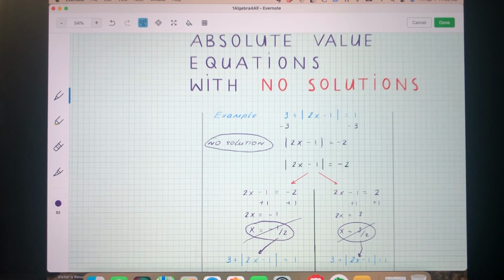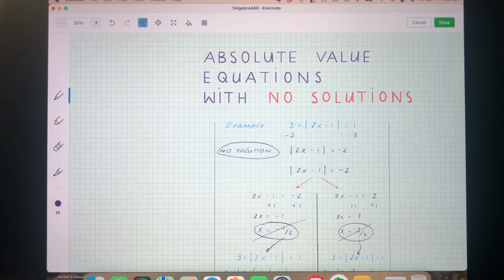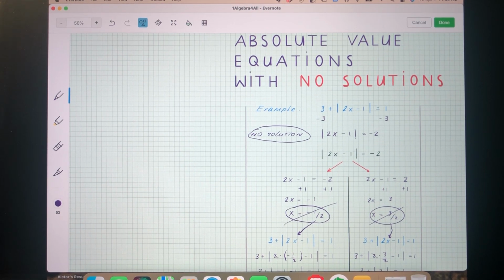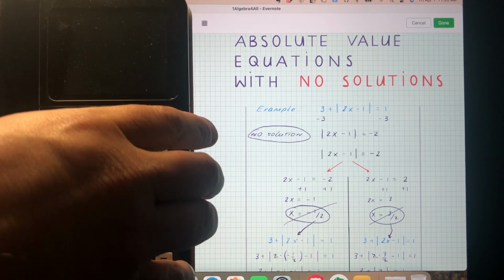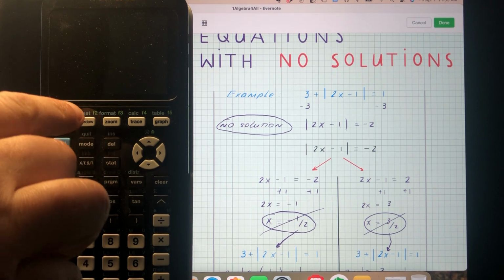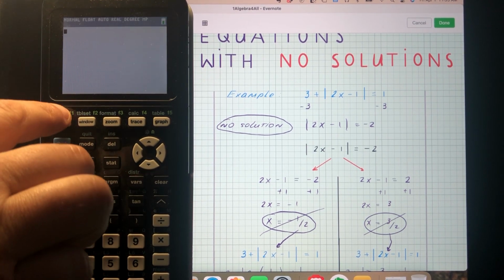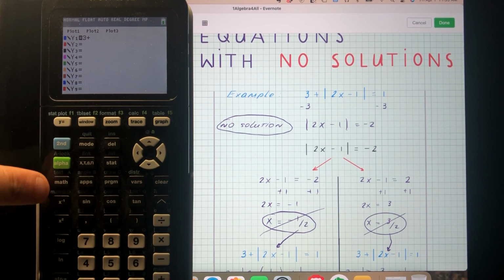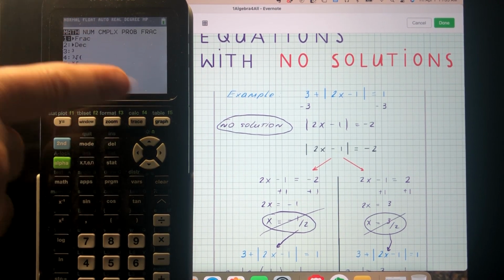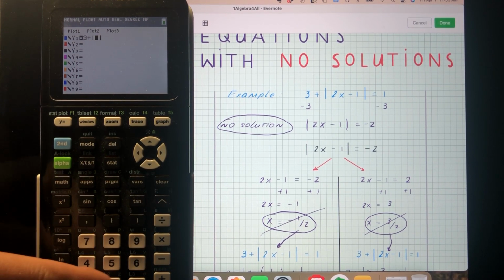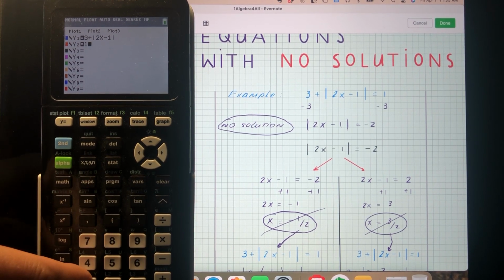Now to check this visually, we can use the graphing calculator and look at the picture. Let's do that right now. So here is the graphing calculator, and let's zoom in a little. We go to the y equals, and the first equation is the left side, 3 plus, go to the math menu to get to the numbers, and the first choice is ABS, that's absolute value, 2x minus 1, enter, and then the right side, which is 1.